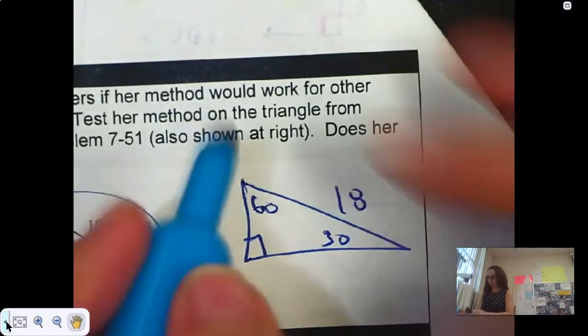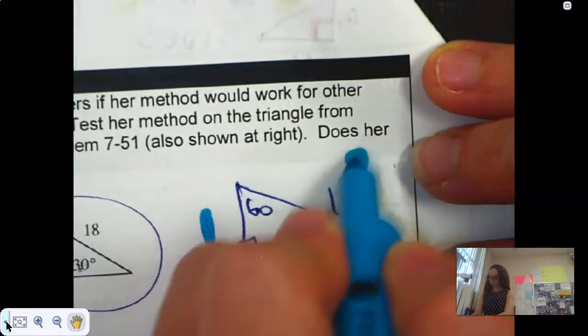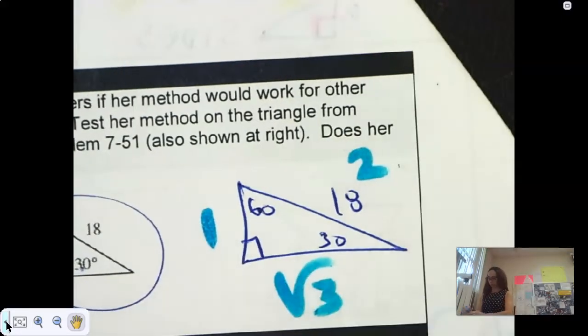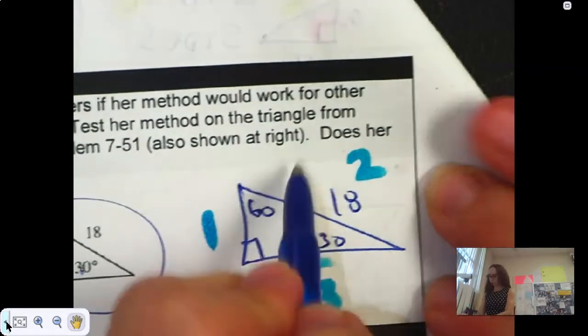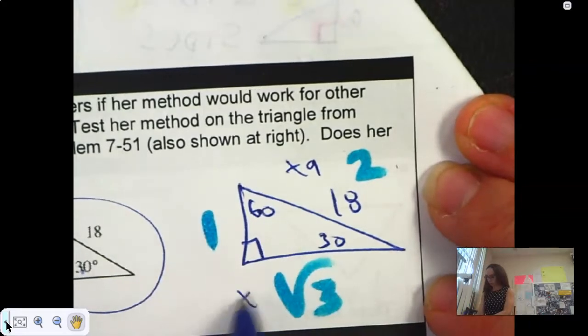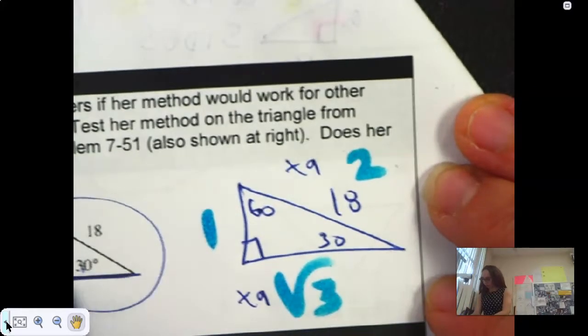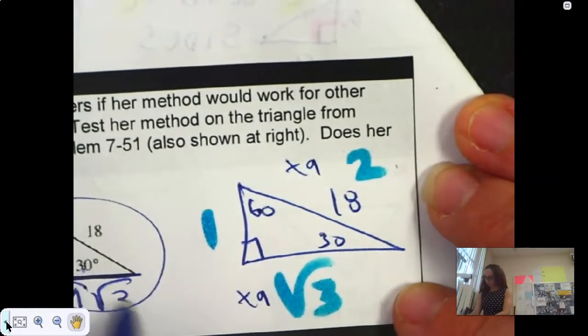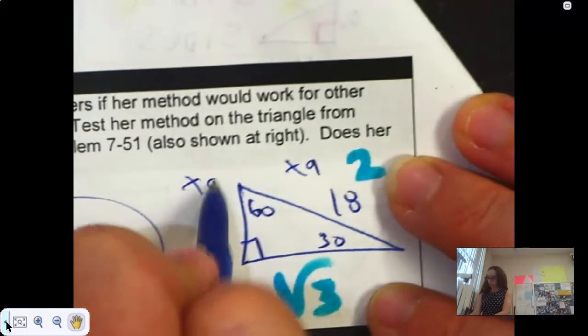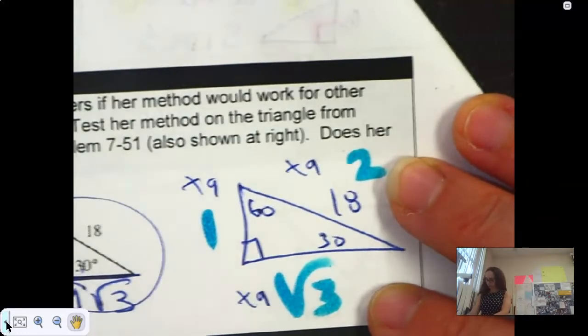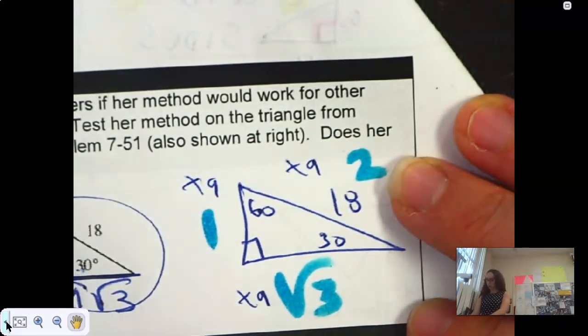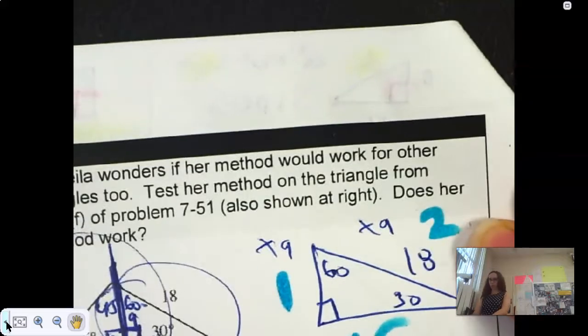What's across from the 30? 1. What's alongside 2? Rad 3. So that means the ratio is times 9. So that means this is also times 9. So this part is 9 rad 3. And then this is also times 9. So this is 9. Then you would take this triangle, which I'll move up here.